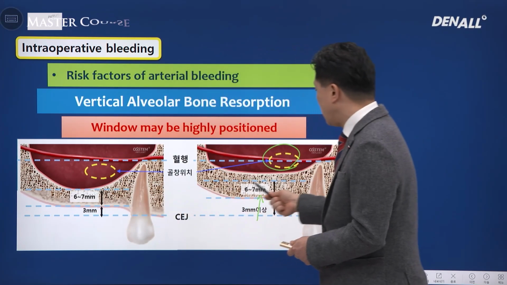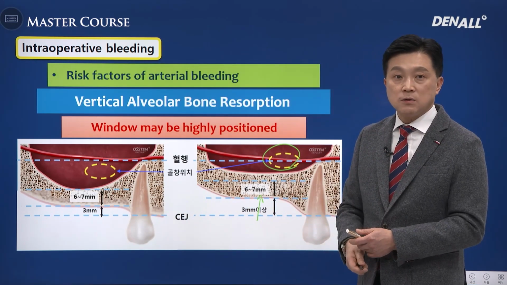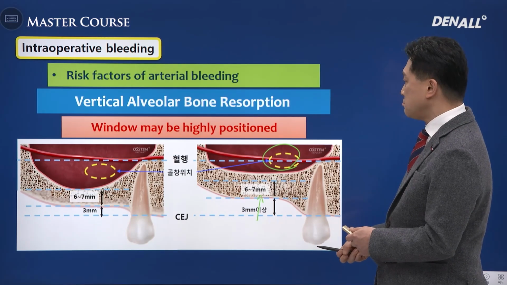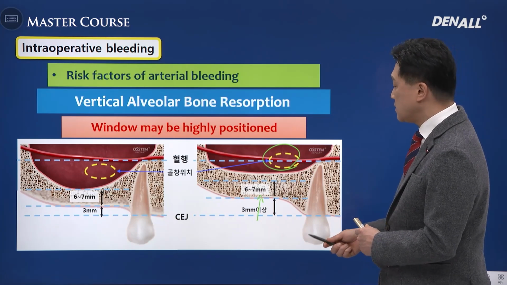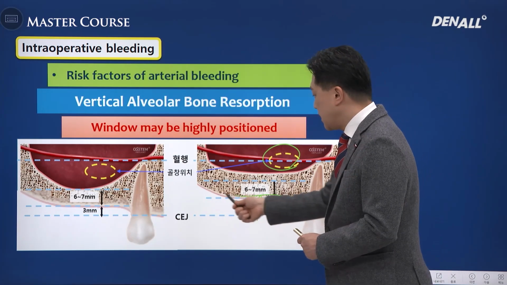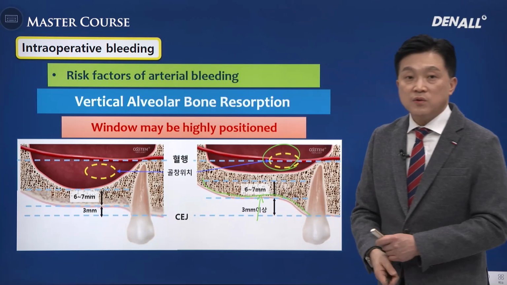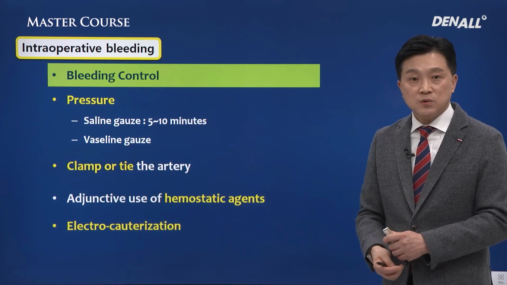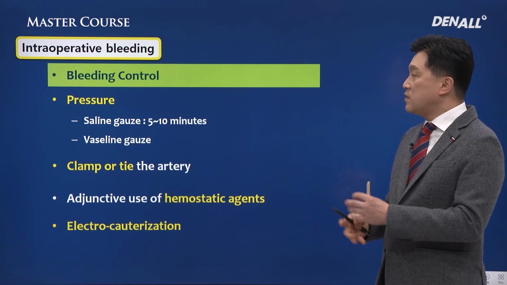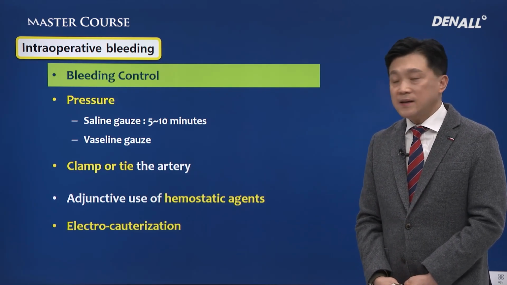Depending on the amount of elevation, the risk of bleeding may vary. In the case of a ridge with extreme resorption, the risk of bleeding can increase. You need to bear this in mind as you perform surgery. When there's bleeding, how can we address it?